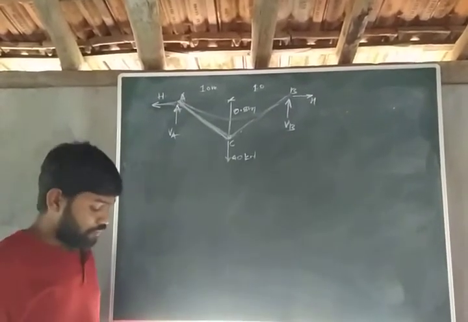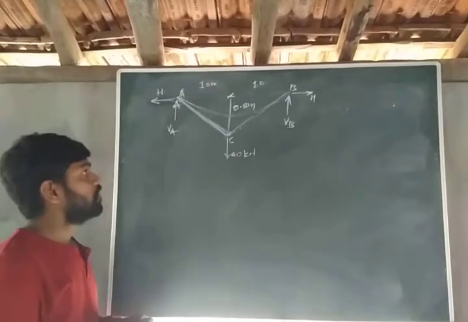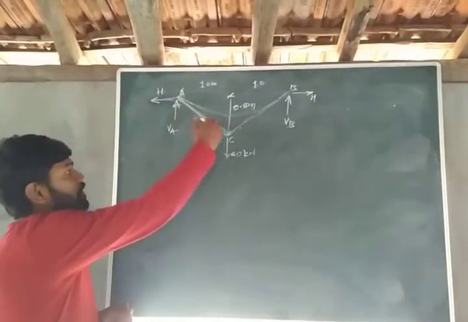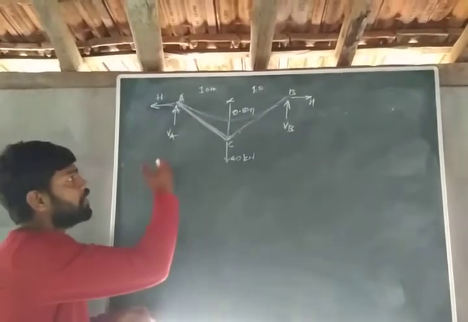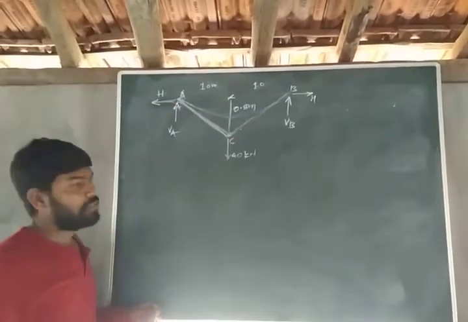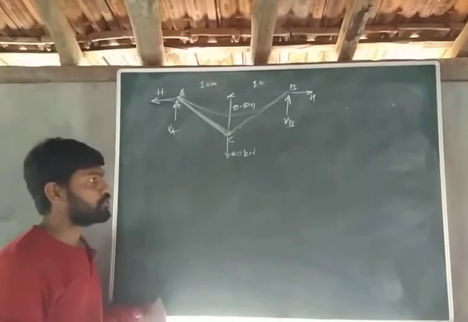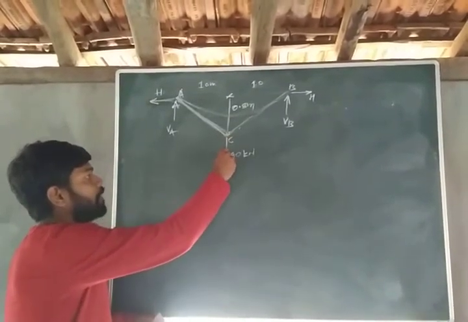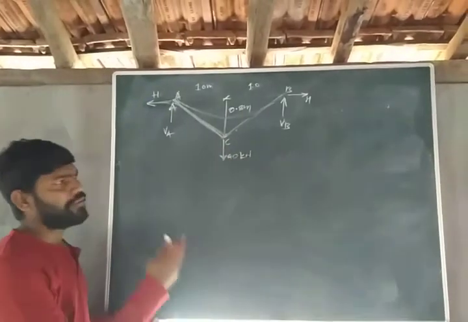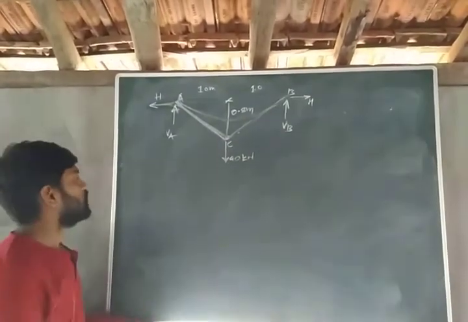Okay, now to calculate the tension in both the regions, first of all we have to calculate the reactions, that is VA, VB and H. Then we will proceed for the calculation of tension. Okay, now by applying the equilibrium equations, we can calculate the value of VA and VB like a beam.